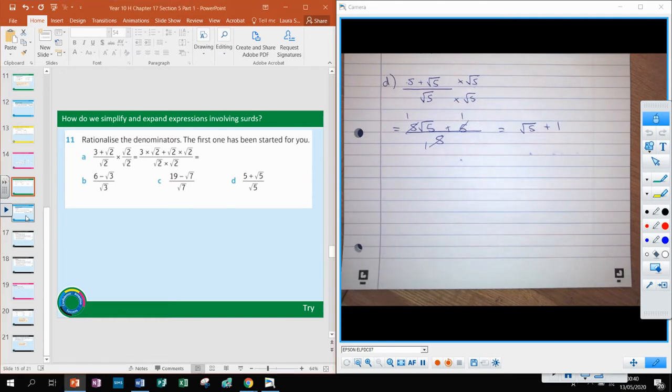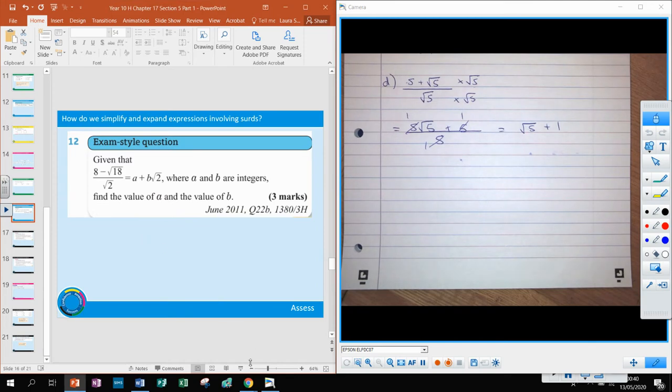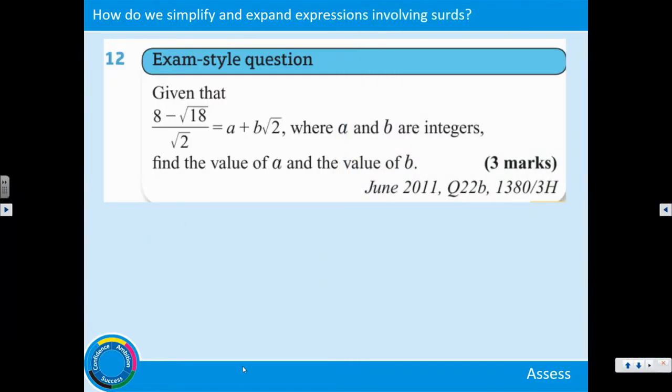And now I want you to apply that knowledge to this question here, which is a past paper question. All right, so press pause, have a go, and let's see if we get 3 marks.